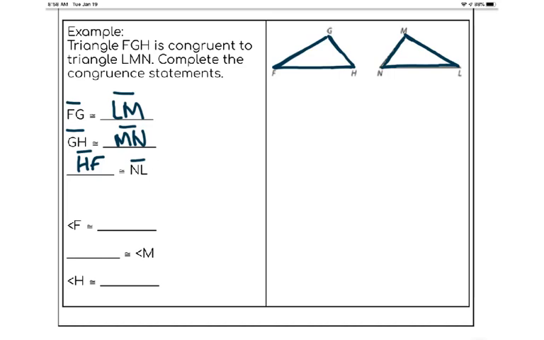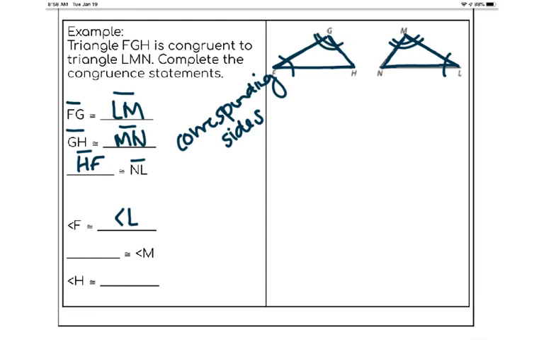Those are our corresponding sides, and this is one of those things that once you see it, you know it. Now angle F is congruent to angle L. Angle M is congruent to angle G. And angle H is congruent to angle N. I represented that using the congruence marks at those angles, so you can always use that to determine if two angles are congruent.